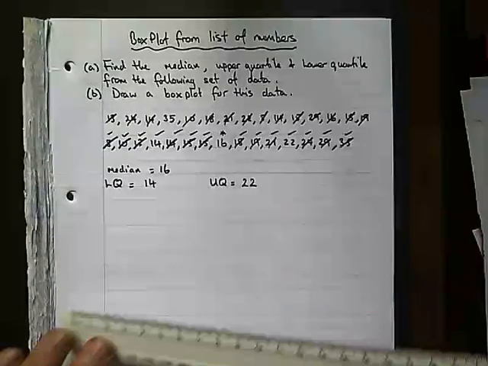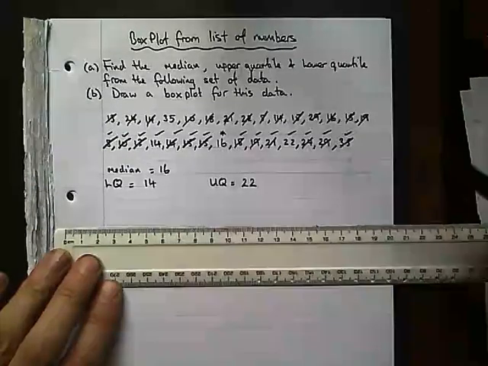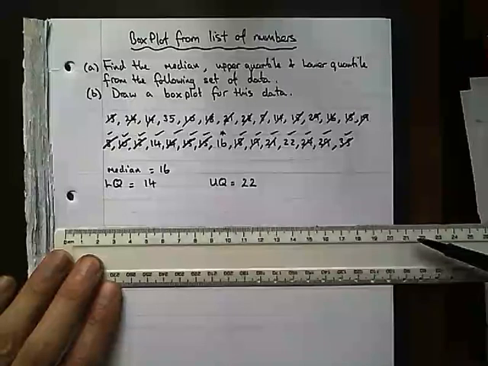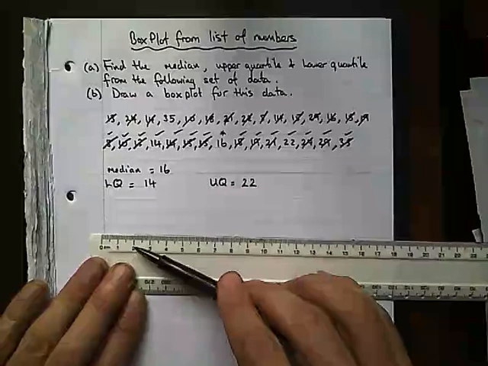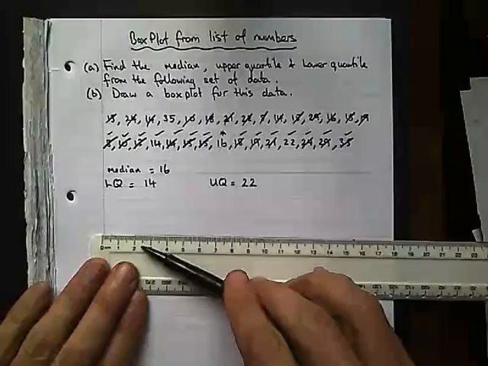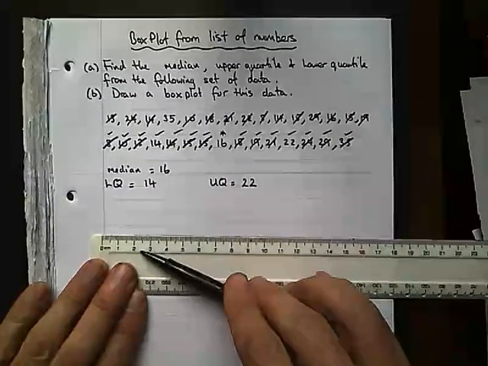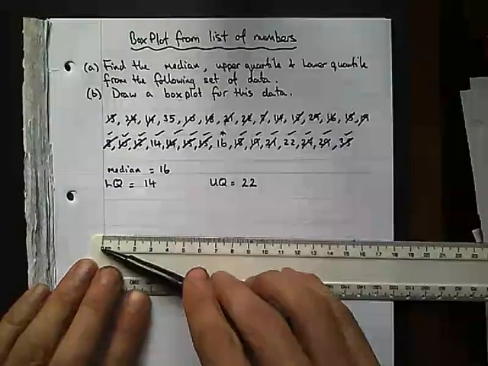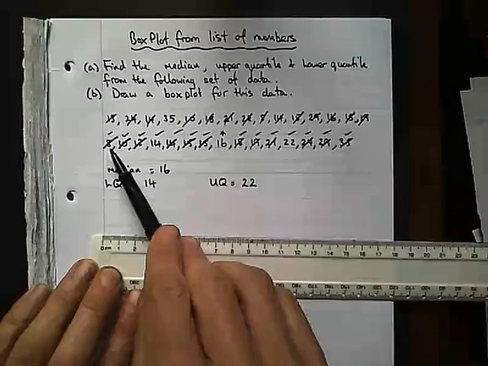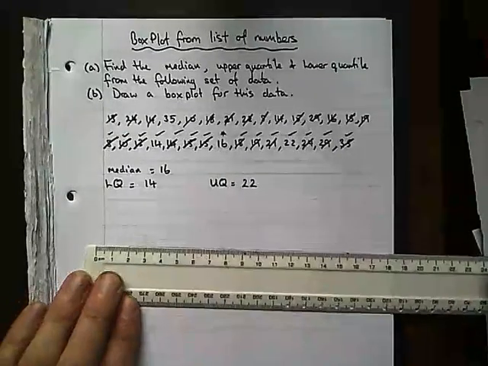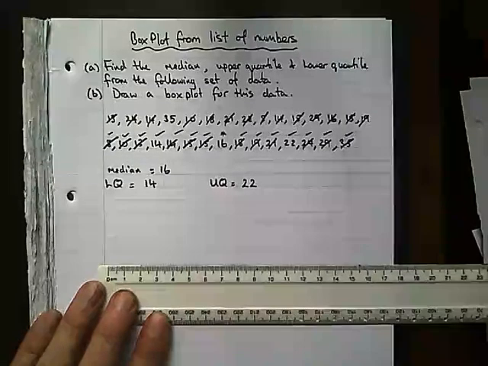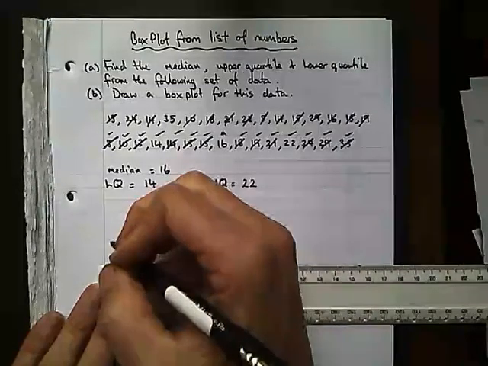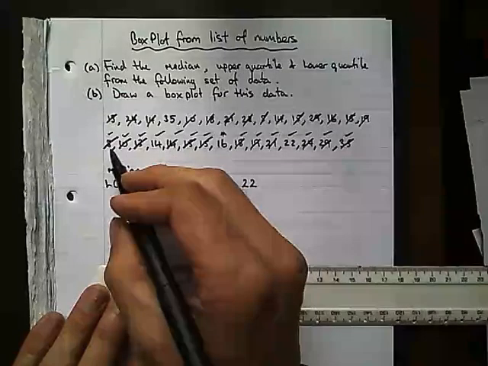Now the only problem with a ruler is I can't get to 35 on my ruler if I did every whole centimetre. So what I'm going to do is every half centimetre is going to be equal to 1. And I'm not going to start at 0. I'm going to start just left of the lowest number, which is 8. So I'll start from 6, sorry.